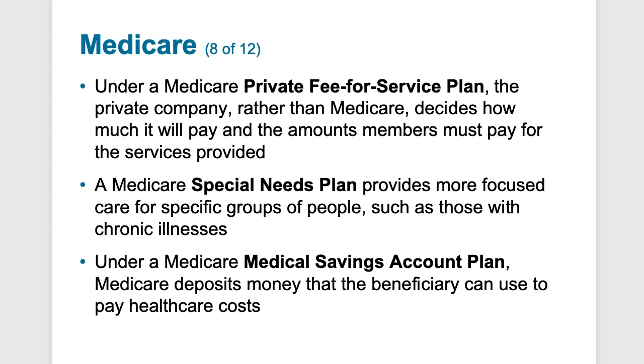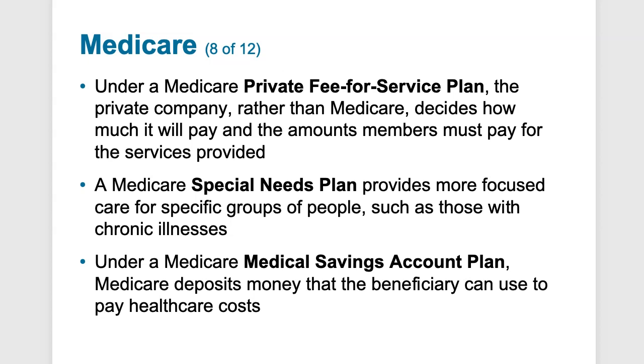Now, you can also get the private fee-for-service plan under Medicare, and this is, again, a private company. So rather than Medicare, they're going to decide how much it will pay, and members must pay the difference for the services provided. There's also a Medicare special needs plan to provide more focus on specific groups of people, chronic illnesses and whatnot. And there's also the medical savings account plan, where Medicare will deposit a certain amount of money, and then you could use this to pay for your healthcare costs.